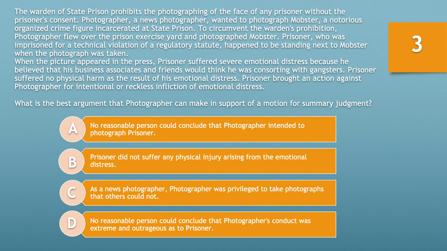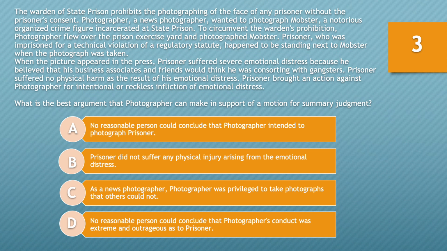creditors. Question number 3. The warden of a state prison prohibits the photographing of the face of any prisoner without the prisoner's consent. A news photographer wanted to photograph Mobster, a notorious organized crime figure incarcerated at state prison. To circumvent the warden's prohibition, photographer flew over the prison exercise yard and photographed Mobster. Prisoner, who was imprisoned for a technical violation of a regulatory statute, happened to be standing next to Mobster when the photograph was taken. When the picture appeared in the press, prisoner suffered severe emotional distress because he believed his business associates and friends would think he was consorting with gangsters.